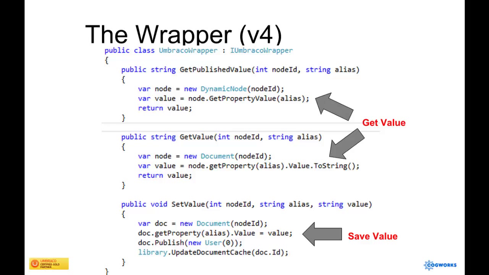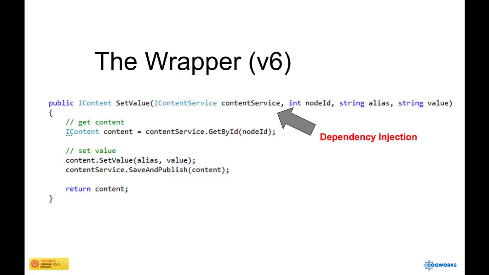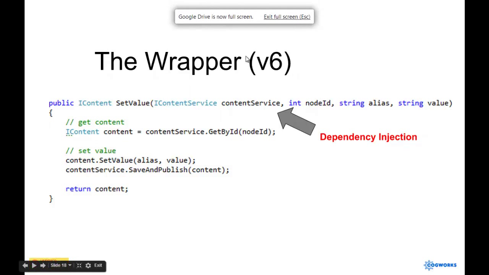So the wrap up. It's quite simple. You've all probably done this before. The first method is just getting the current node using dynamic node. So you're using the newing stuff, and you're just getting the value. Pretty simple. Same deal with the document API. And the last one is just setting a value. So you get the document, then you set the value, and then you publish. Really, really simple stuff. You do this for every single project, except now it's in a wrapper. And it's also implementing this interface, which just has those methods. And if you wanted to do this in V6, then you would just pass in the iContent service. Same deal. Nothing really special.